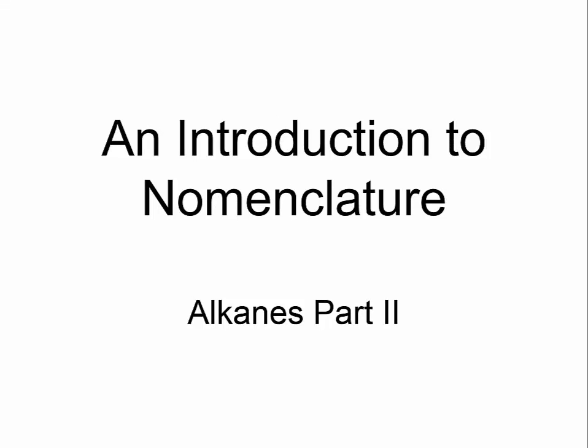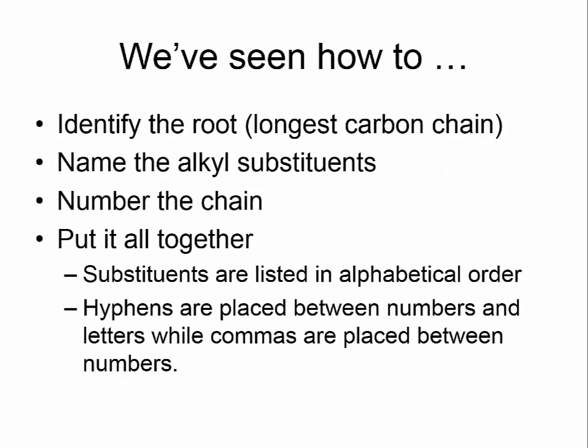Let's continue our introduction to the nomenclature of alkanes. So far we've seen how to identify the root. We first have to identify the longest continuous carbon chain. We've learned how to name alkyl substituents. We've learned how to number the chain so that the first substituent has the lowest possible number. And we've learned how to put it all together.